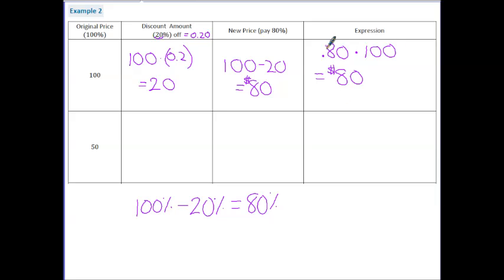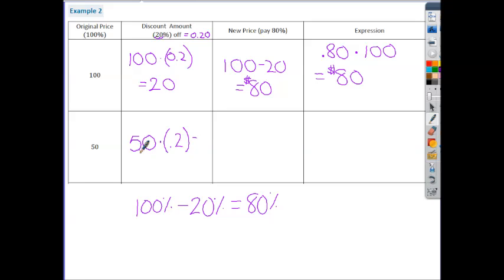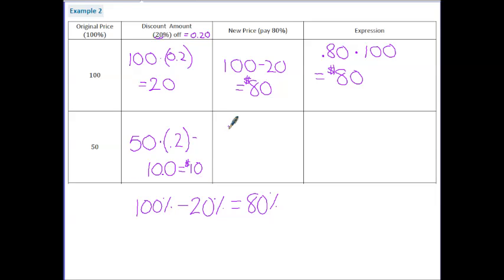Okay, let's do the same thing for 50. So I have the cost of the item, $50. We're multiplying that by 20%, which is 0.2. So how I can do this in my head is multiply 50 times 2, which is 100. But then there was a single decimal in the question, so I have to put a single decimal place in the answer. And so that gives us an answer of 10. Again, for the new price, this is a $10 discount off of the $50. So we would take $50 and subtract $10, leaving us having to pay $40.